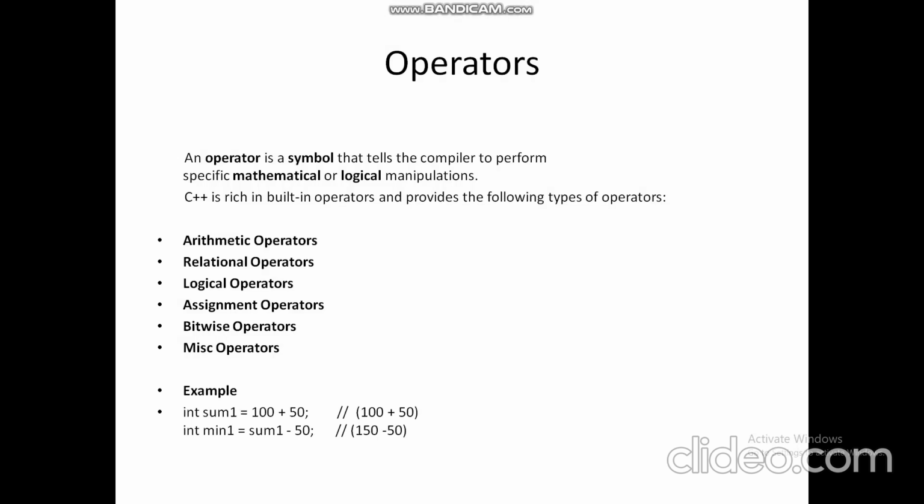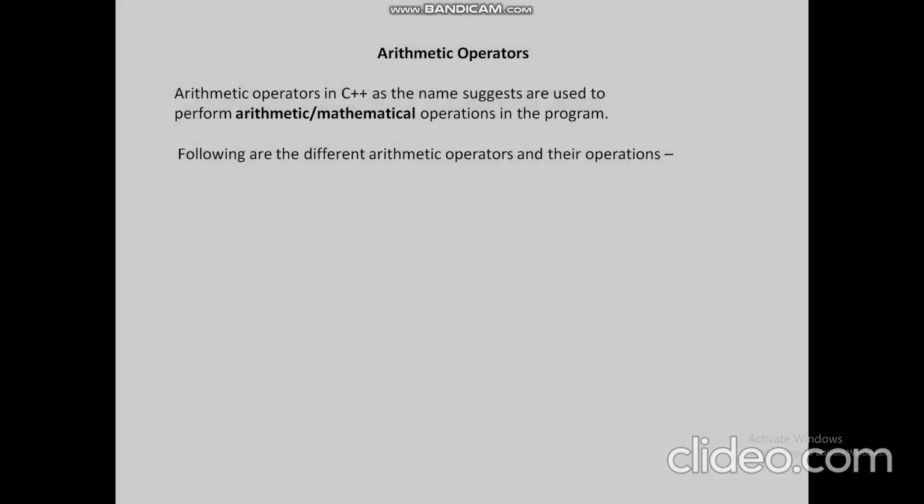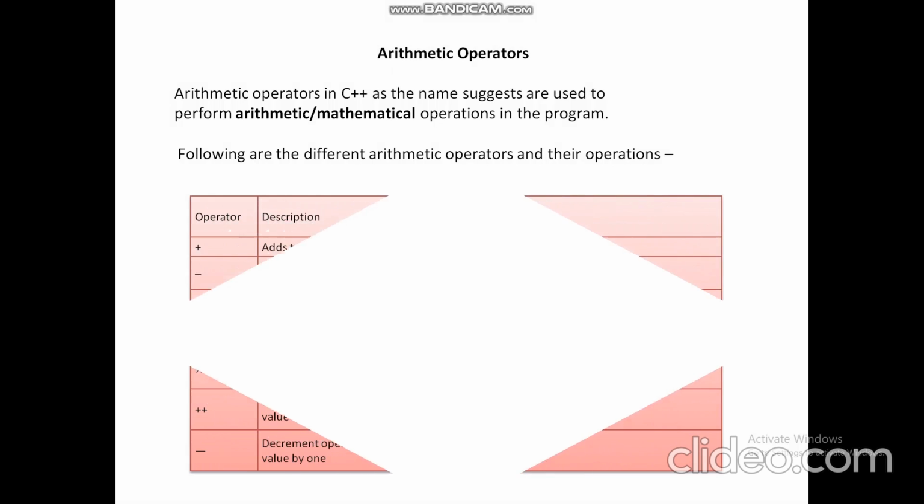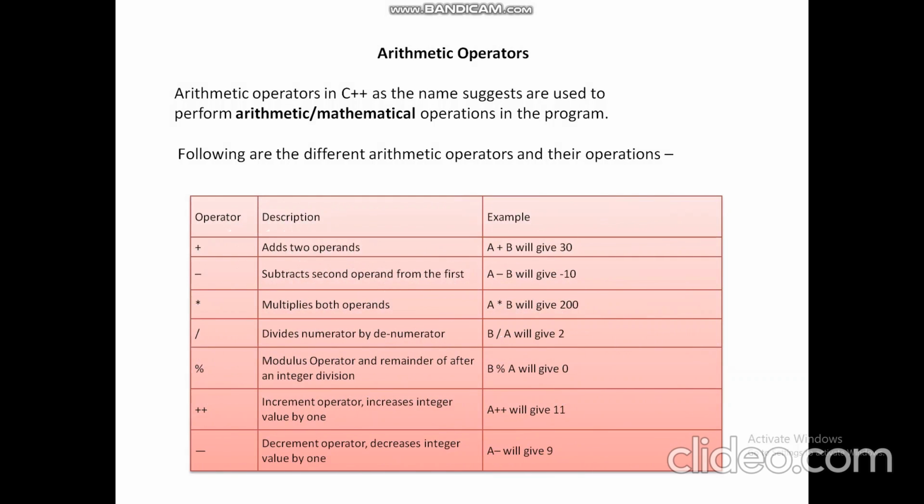In these examples, plus and minus are the symbols known as operators, and both fall in arithmetic operators. Arithmetic operators are very common, and I have mentioned their types. Plus, minus, multiplication and division are very common, and the modulo operator gives you the remainder. The increment operator increments the value by 1 and the decrement operator decrements the value by 1. I am taking it in a fast forward way, so you can pause and see everything one by one.